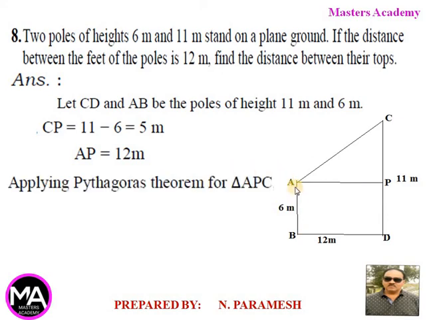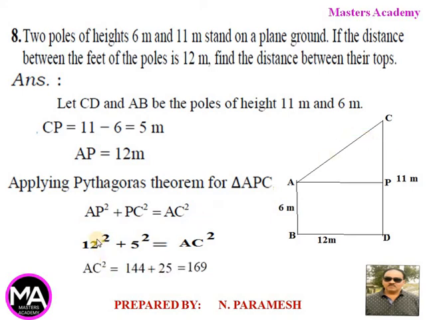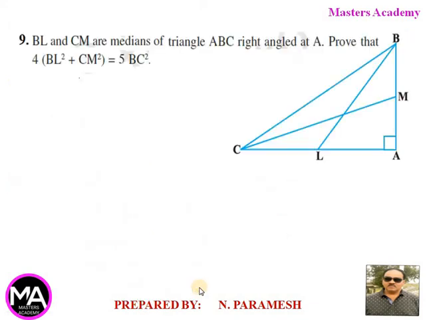Applying Pythagoras theorem, triangle APC, AP square plus PC square is equal to AC square. 12 square plus 5 square is equal to AC square. AC square is equal to 12 square is 144 plus 5 square is 25, that is equal to 169. AC is root 169, AC is equal to 13 meter.